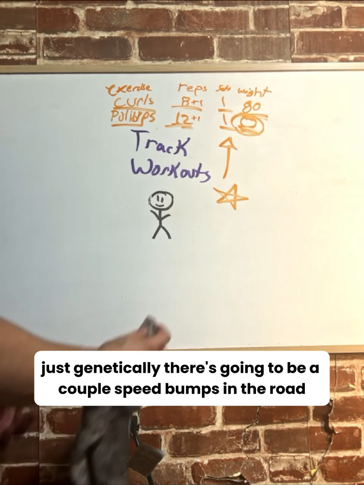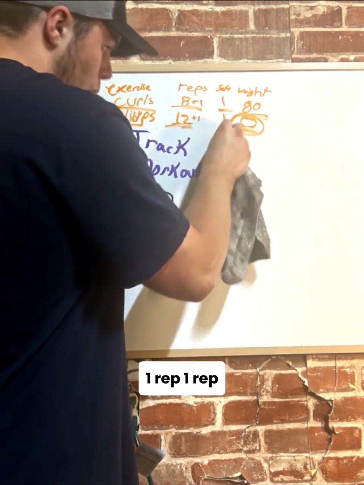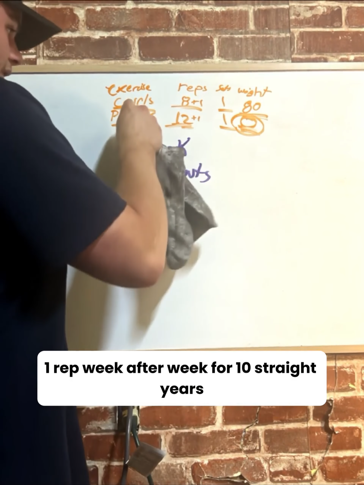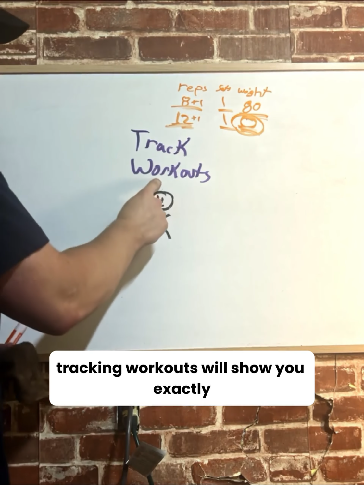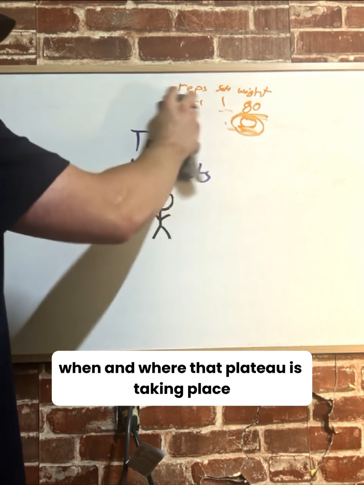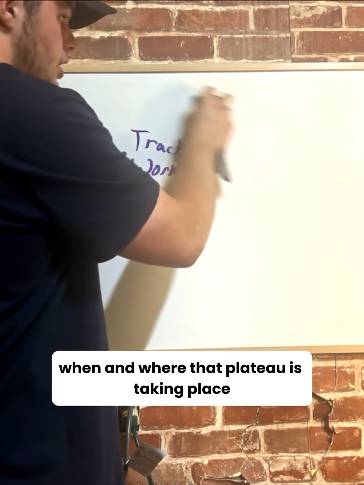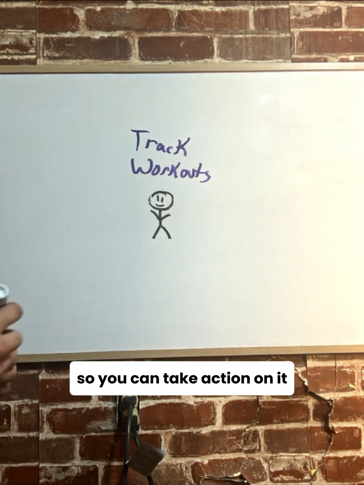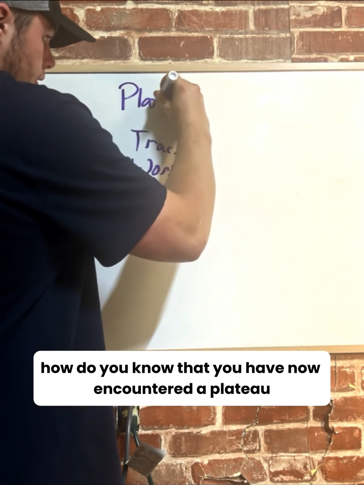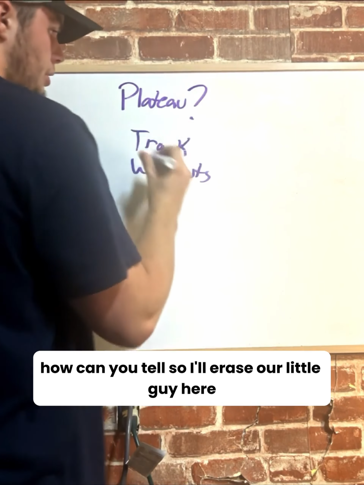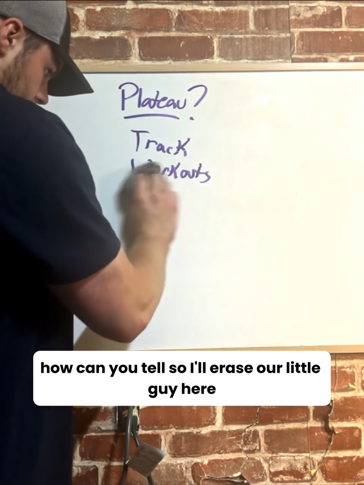You're not going to have perfect progression every single week, 1 rep, 1 rep, 1 rep, week after week for 10 straight years. You're going to run into a plateau. Tracking workouts will show you exactly when and where that plateau is taking place, so you can take action on it. But let's just say you track your workouts. How do you know that you have now encountered a plateau? How can you tell? So I'll erase our little guy here.